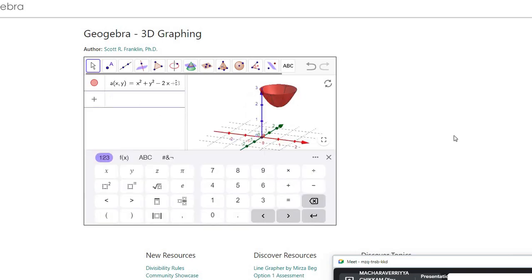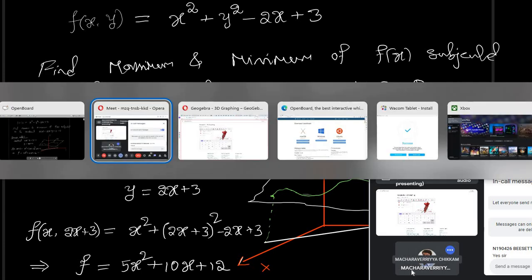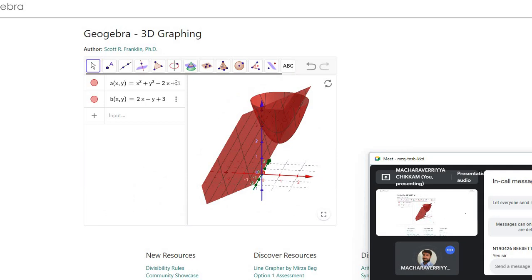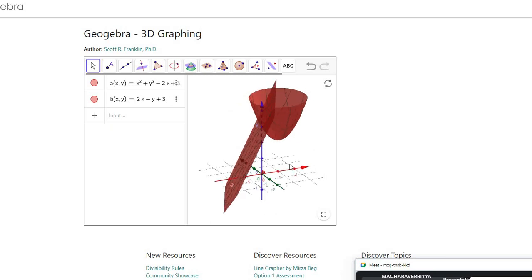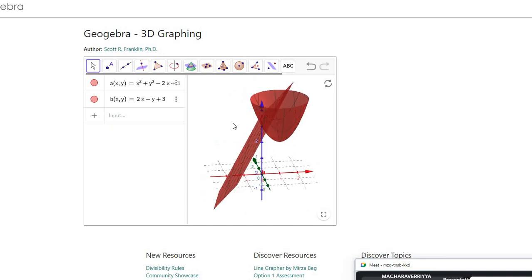Now what we are doing is simply taking a line. What is that line? 2x minus y plus 3. Now what you can see in this picture is the intersection of the parabola with the plane, but we are not taking the entire plane. We are supposed to get a line here.